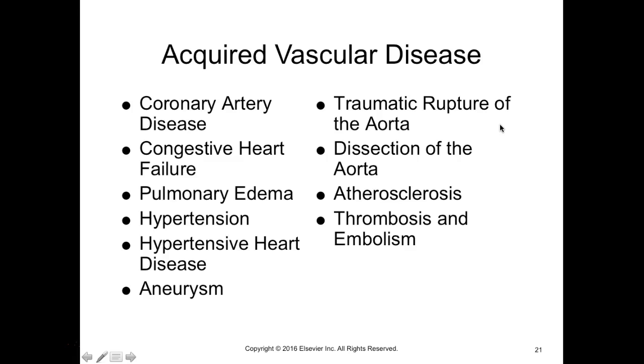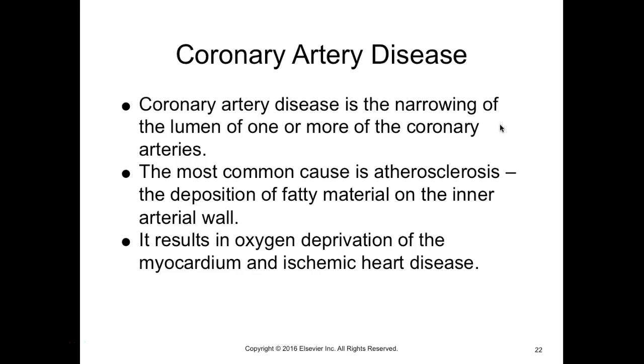All right. Acquired vascular diseases. So there's coronary artery disease, congestive heart failure, pulmonary edema, hypertension, hypertensive heart disease, aneurysm, traumatic rupture of the aorta, dissection of the aorta, atherosclerosis, thrombus, and embolism. So all of this should sound familiar just from being in this program. We talk about all of this.